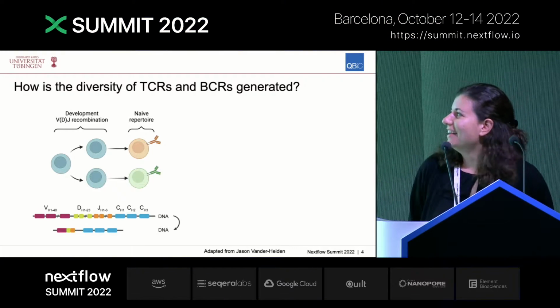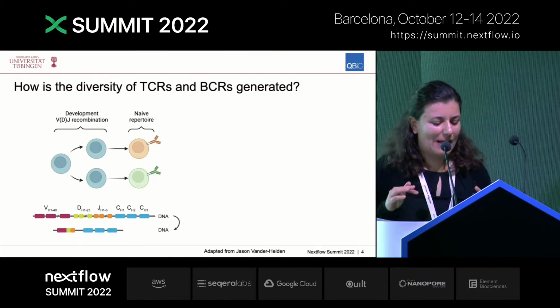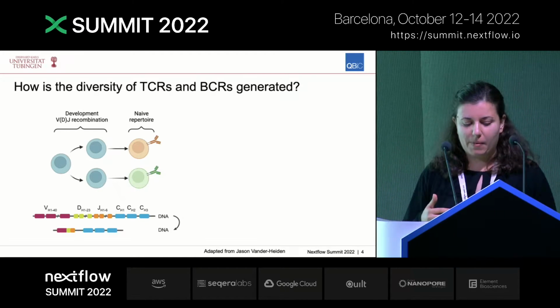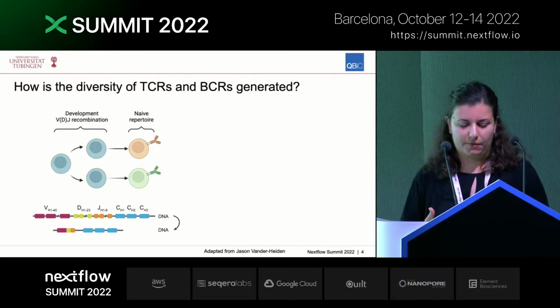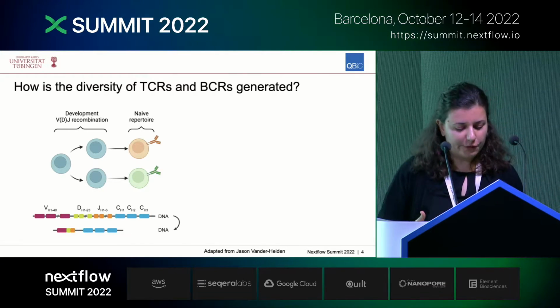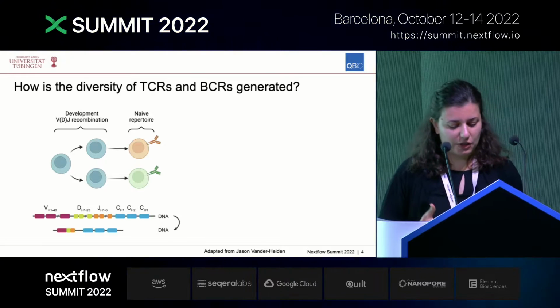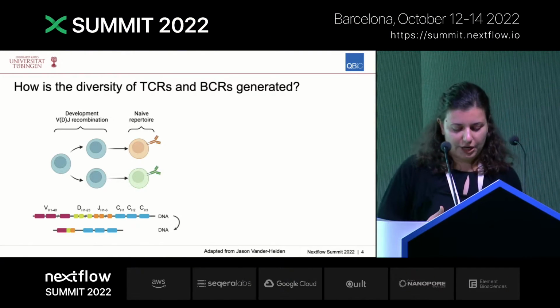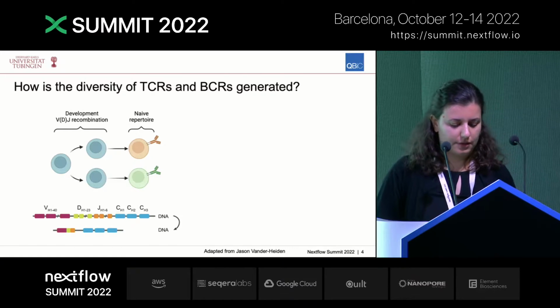So in all cells of the human body, we have many different gene segments that are combined to generate these TCR and BCR receptors. Those are called the V, D, and J segments. In humans, we have 40 different V gene segments, 23 different D gene segments, and 6 different J gene segments, and C segments as well.